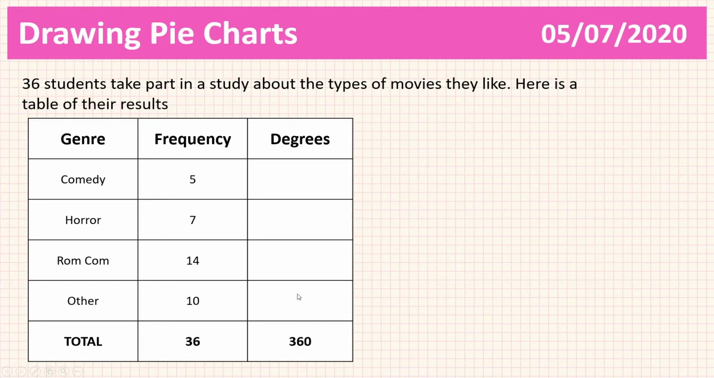Okay, so what you should have noticed is that to get from 36 to 360, I need to multiply by 10. That means if I want to work out how many degrees I need for other, I'm just going to multiply by 10. Because the total to 360 degrees is times it by 10. So that means each one of these categories, if I multiply them by 10, I'll figure out how many degrees I need for my pie chart. So pause the video, figure out what the degrees are for the rest of this table.